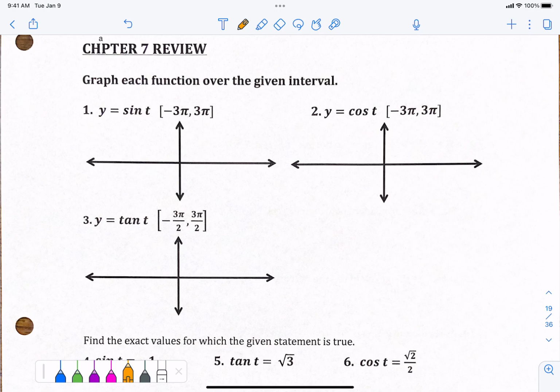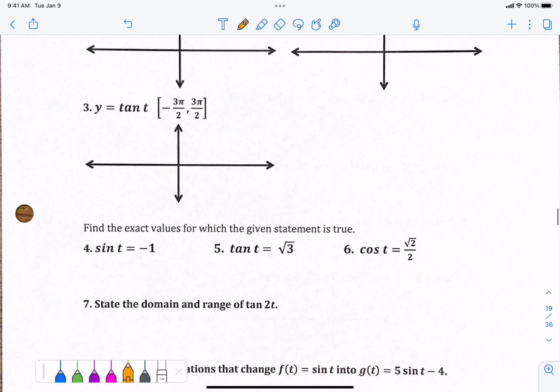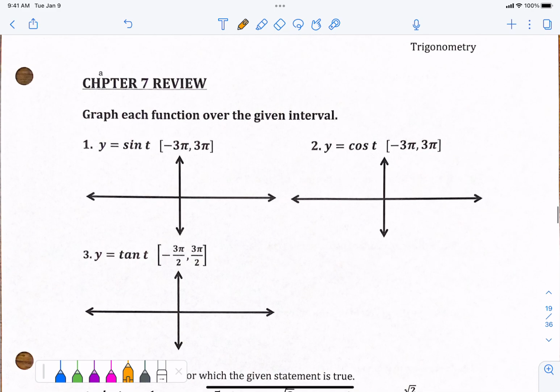Here we go. This is chapter 7 review. We're going to start this today. We've got 3 to graph, and then a couple that we're going to do. We're going to try to get through the majority of the front page, at least to like number 9, I think, hopefully. No, you said 6. We'll see how far we get. But then we have to do stuff tomorrow.